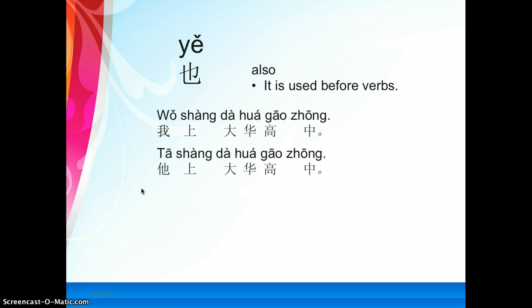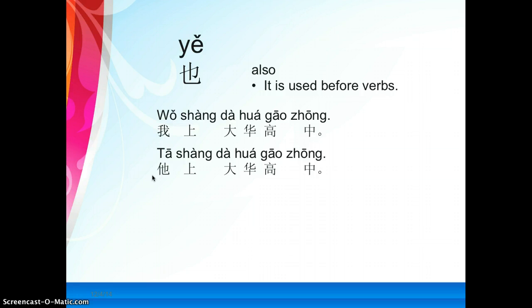For example, let's look at these two sentences first. 我上大华高中。So I go to 大华 High School, right? You should be able to read these two sentences now. 他上大华高中。So he goes to 大华高中. If you see these two sentences, they have the same meaning, right? So both I and he go to 大华 high school, right?